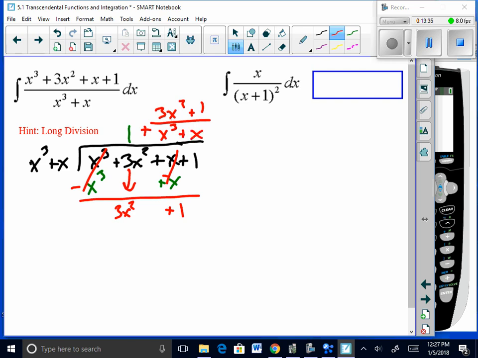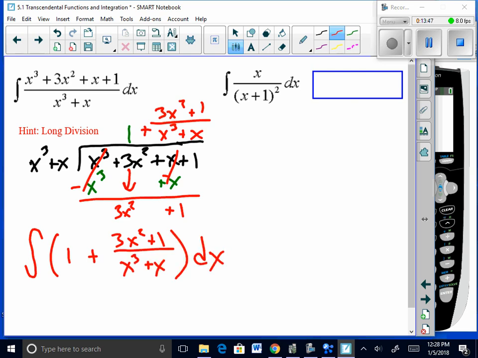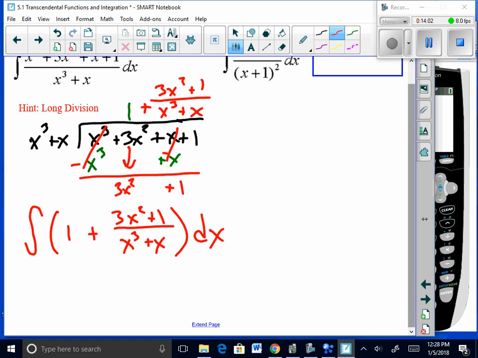So I can rewrite this integral. This integral is now the integral of 1 plus 3x squared plus 1 over x cubed plus x. So I still have my integral because I still haven't done any integration. All I've done is rewritten the integrand. Do you have a question? You're good? Okay, so now from here, I can do the antiderivative of 1. And what's the antiderivative of 1? Good, x. So that will be x.